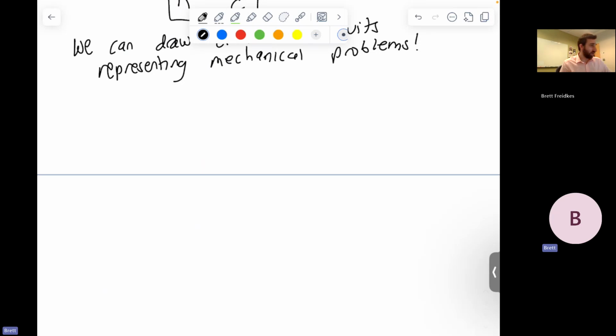So that's our motivation here. So with that motivation, we have to go ahead and understand how to combine impedances. So let's talk about what an impedance is.